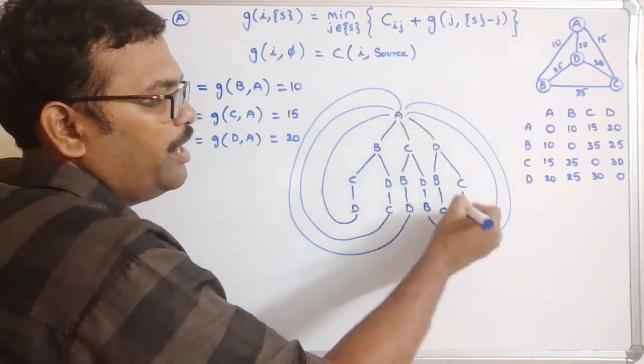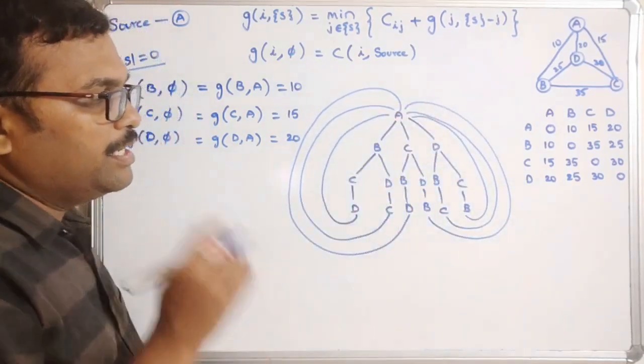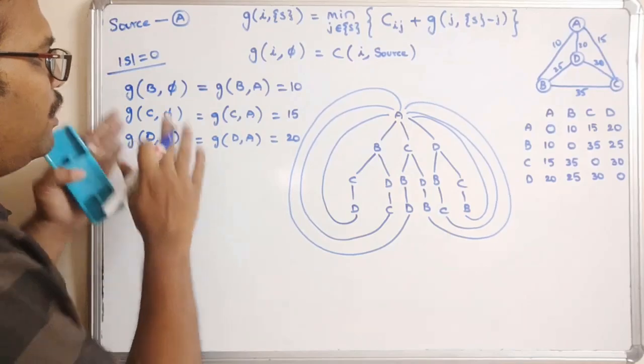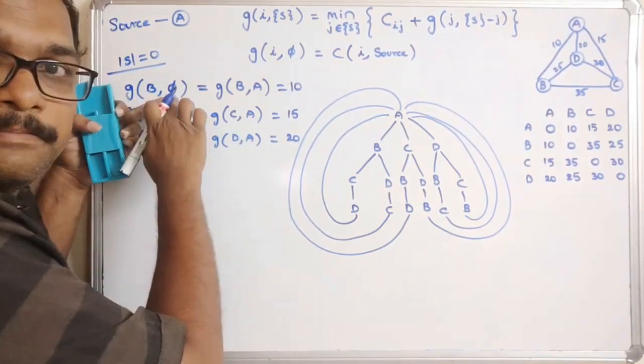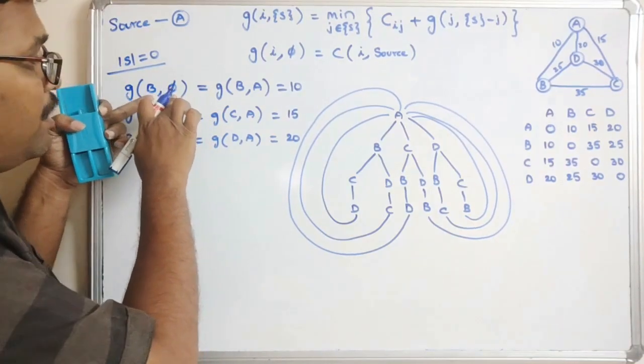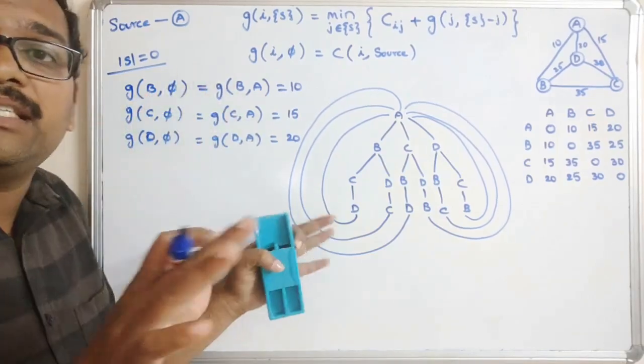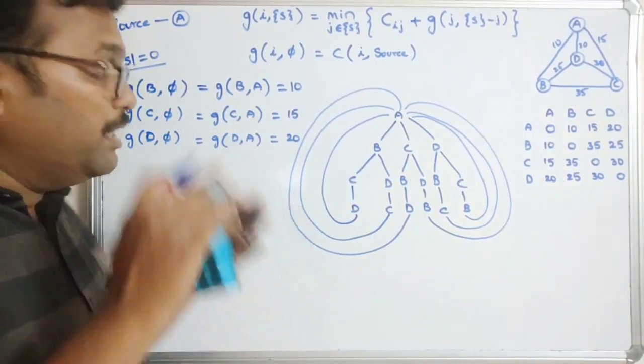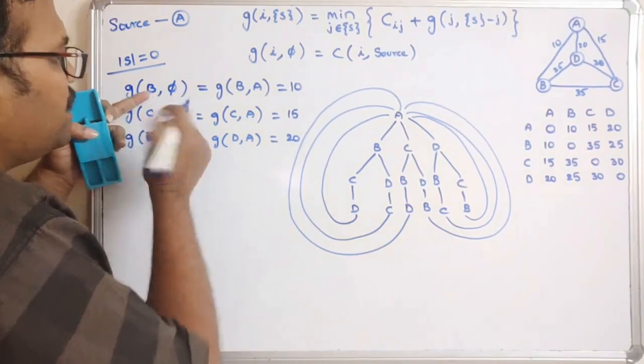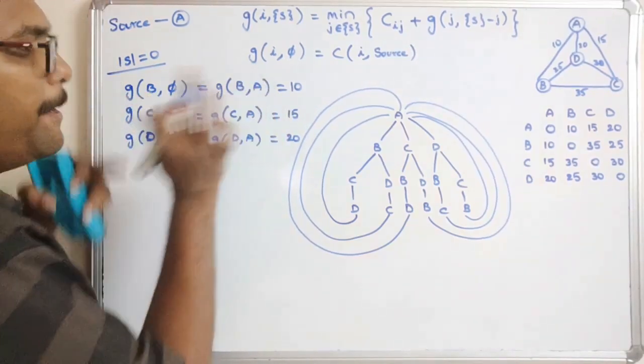C, it should go back to A. B, it should go back to A. So that's what we have written here. If B with a null set, that means no other vertices are remaining to visit, then obviously the next move will be from B to A.